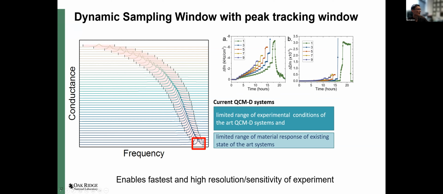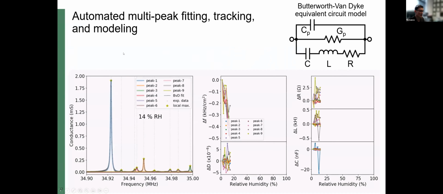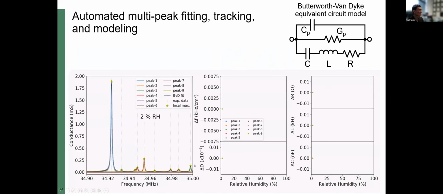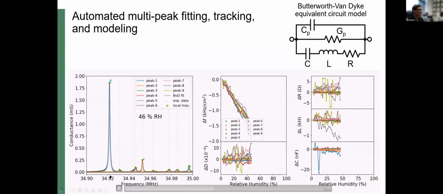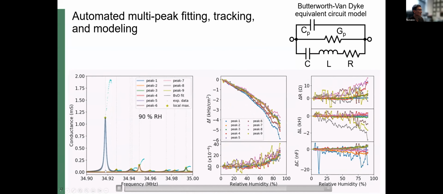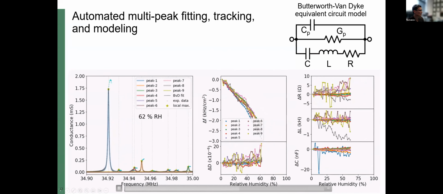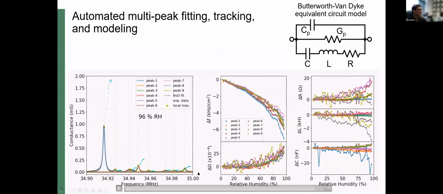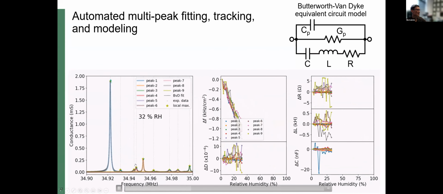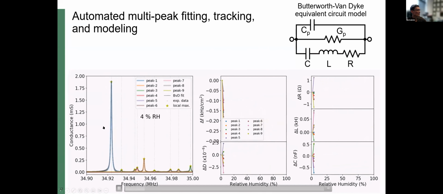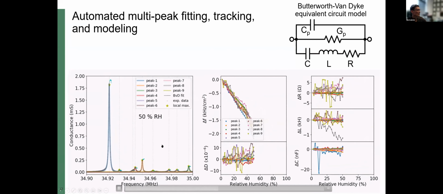So rather than stating a strict window, we decided to implement a dynamic sampling window, allowing us to look at a very broad dynamic response of environments. This is an example of monitoring one of the peaks of a QCM, and you can see some additional peaks coming in here, which are hard to describe right now, but you can track the position of the peak during these in situ experiments.